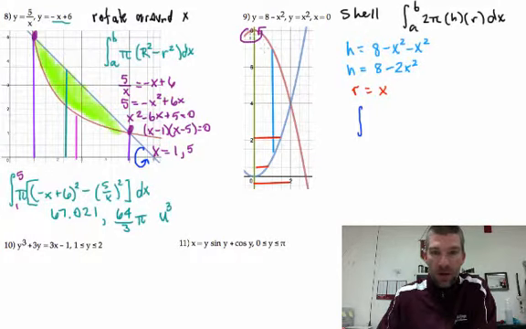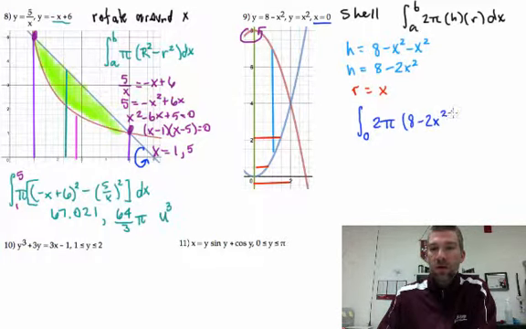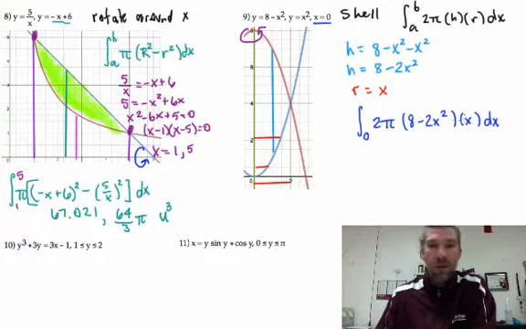By the way, we need to figure out where we're integrating from and to. Well, they told us that we're going to start at 0. We'll figure out this upper part in just a second. And I'm going to have 2 times pi times the height, which is 8 minus 2x squared, times the radius, which is x, times dx. We use this setup because we're rotating around the y-axis.